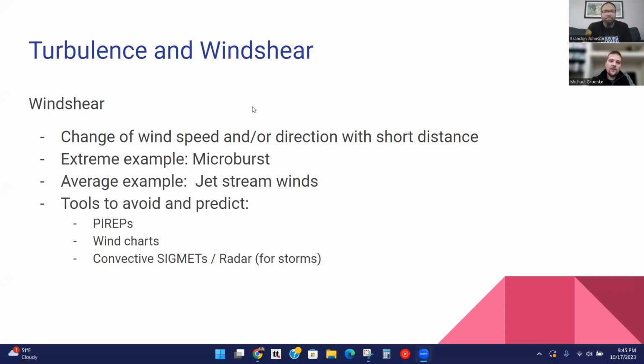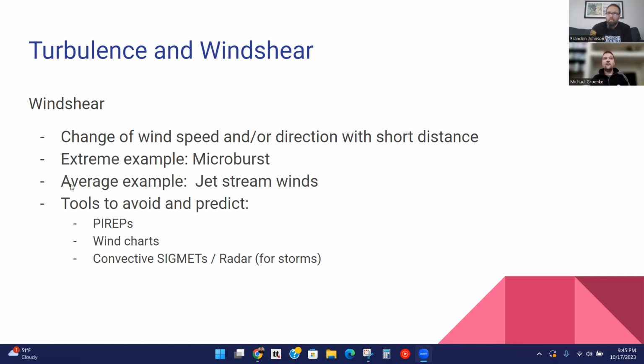All right, Mike. So, like I said, we're going to talk about some windshear stuff. Why don't you go ahead and show us some of the things you got? All right, cool. Figured I would start off with just what is windshear? From the get-go, windshear is a change of wind speed and or direction over a short distance. I will admit, as a meteorologist, we usually think of it with height, but for when you're flying, it can be in any direction.